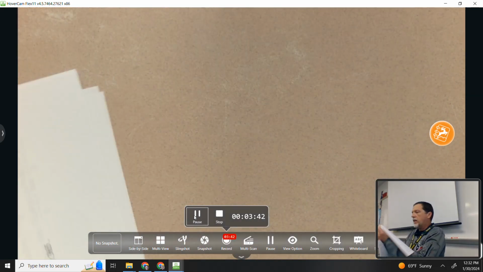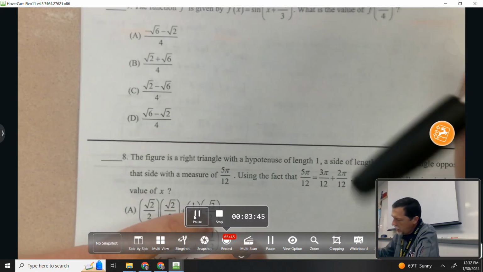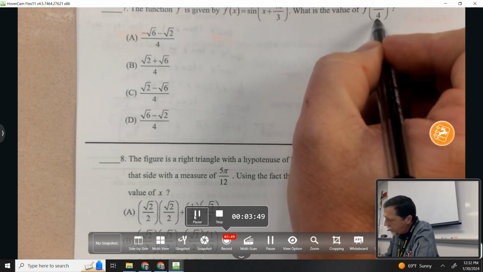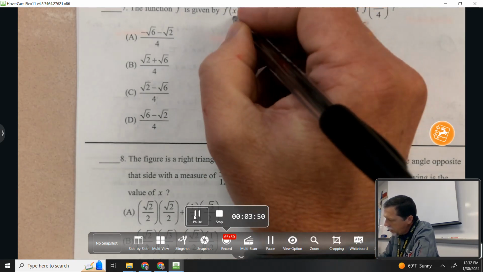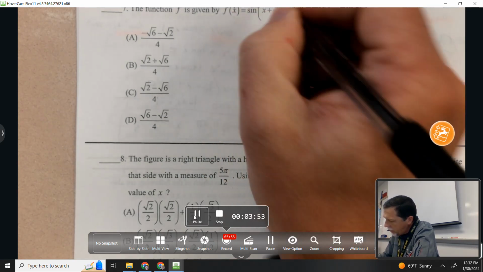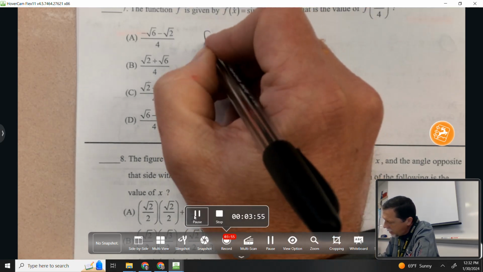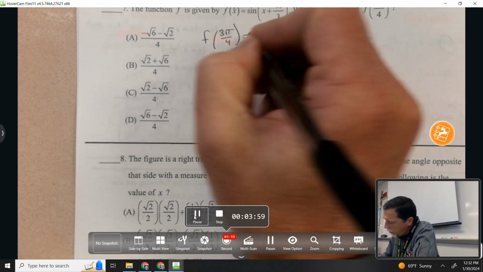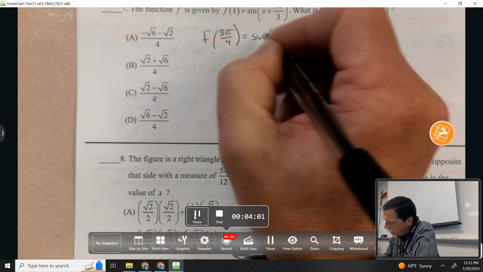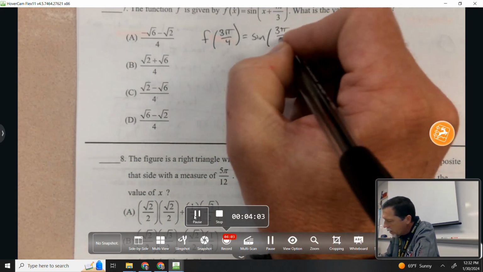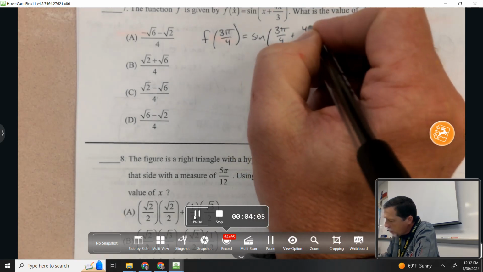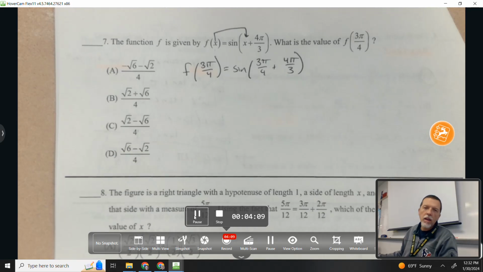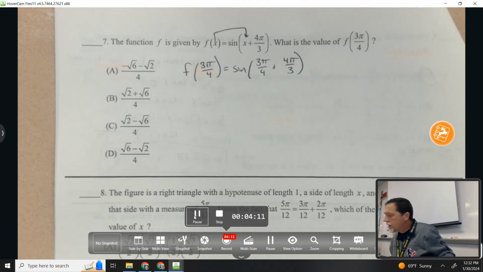Number 7. The function f is given by this thing. What is f of 3 pi over 4? Well, that means whatever is in for x goes in on the other side. So f of 3 pi over 4 is the sine of 3 pi over 4 plus 4 pi over 3. And now I recognize why this problem is set up this way. It's because it's a sum sine problem.